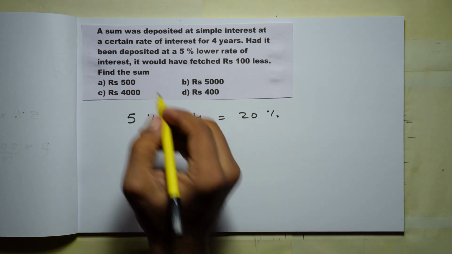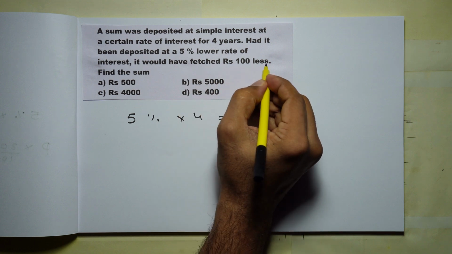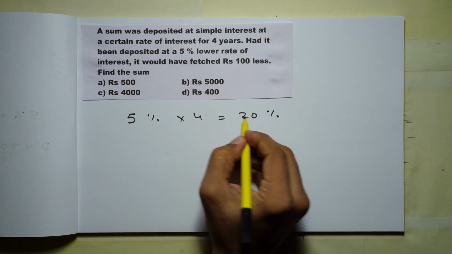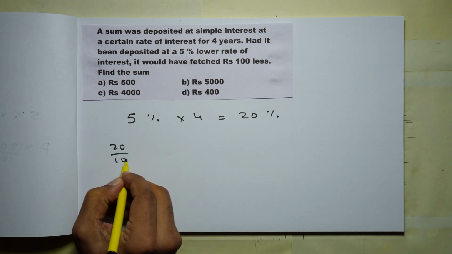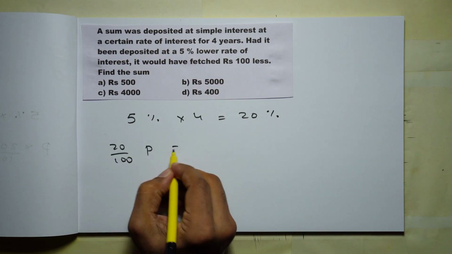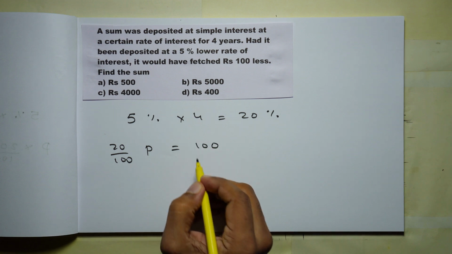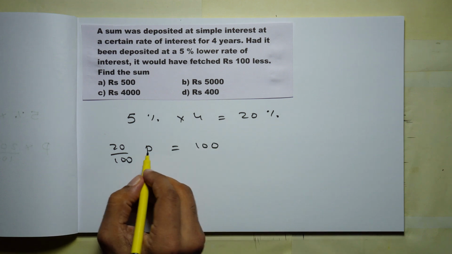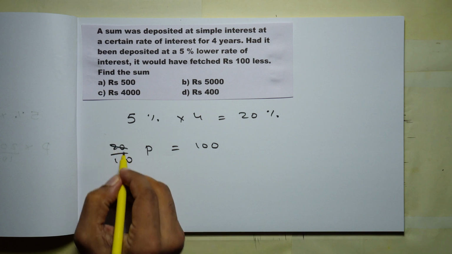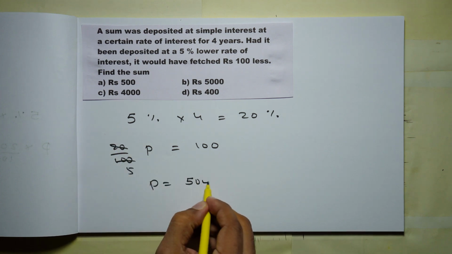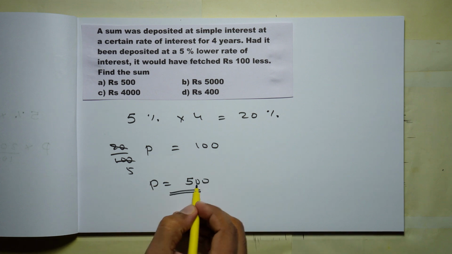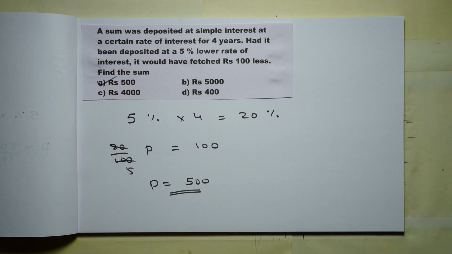And it would have fetched rupees 100 less. So he will get 20% of the principal less. So 20% of the principal, this is what he gets less, and that is equal to rupees 100. So we'll just calculate the principal from this. 20 divides 5 times, so P you will get as 5 into 100 gives you 500. So the principal or the sum should have been rupees 500. That is option A.